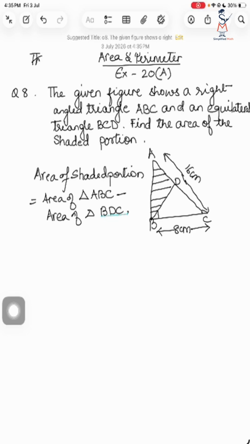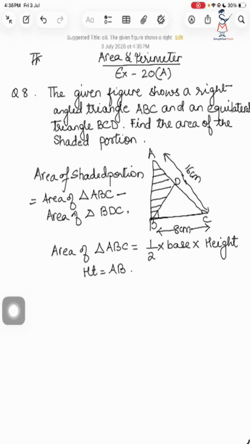We know triangle ABC is 90 degrees. So what will be the area of triangle ABC? ABC is a right angle triangle, so half base into height. Now BC will be the base and AB will be the height. So height is AB for this triangle ABC. AB is not given, but AC and BC are given.